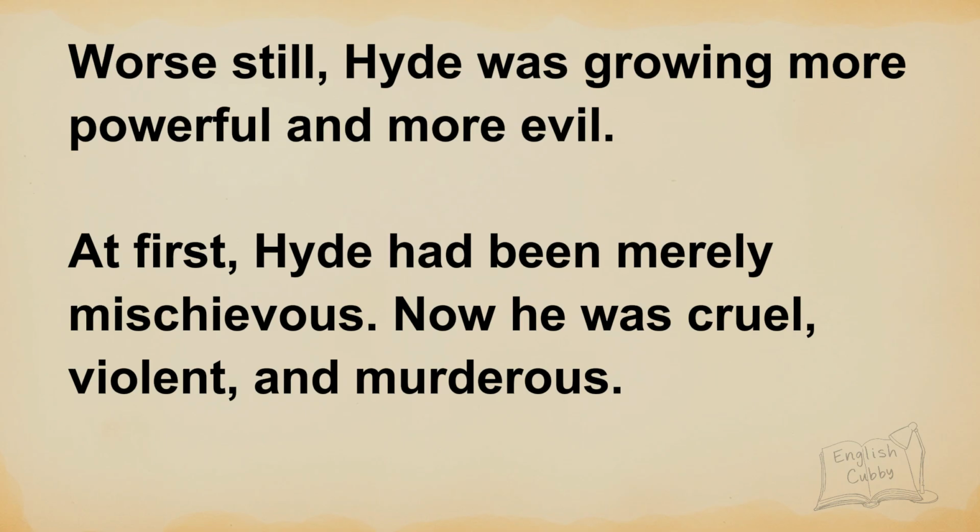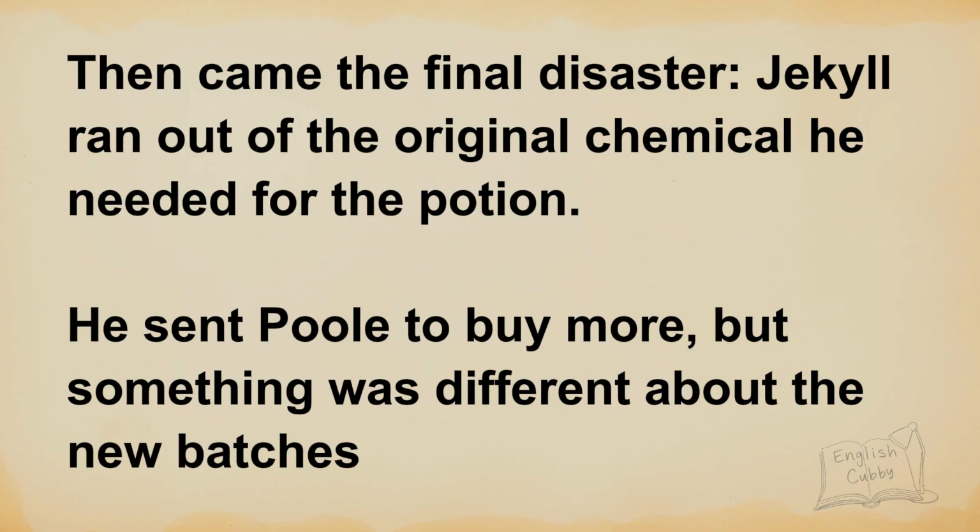At first, Hyde had been merely mischievous. Now he was cruel, violent, and murderous. Then came the final disaster. Jekyll ran out of the original chemical he needed for the potion. He sent Poole to buy more, but something was different about the new batches.